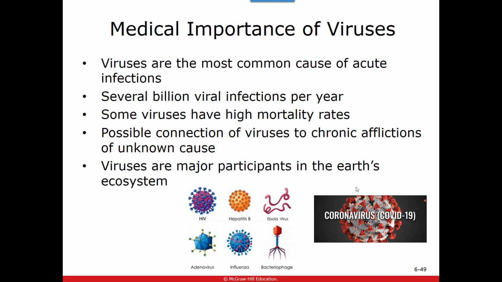But viruses are major participants in the Earth's ecosystem. They affect not just humans, they affect other animals, they affect other plants, they affect even bacteria. So viruses can be found affecting just about anything out there. Now, detecting them and treating them gets harder. They are more difficult to detect and treat than other organisms like bacteria or some type of parasitic worms.